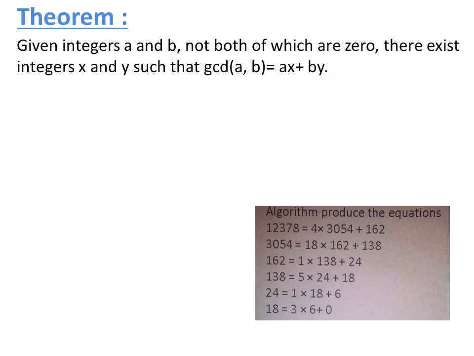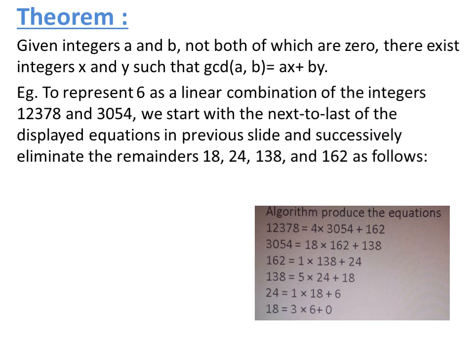For this, let us solve an example so that we will understand. In the previous example, we calculated the GCD of 12,378 and 3054, which was 6. Whatever procedure of applying the division algorithm and getting those equations we did, we'll use it to express the GCD in this form.